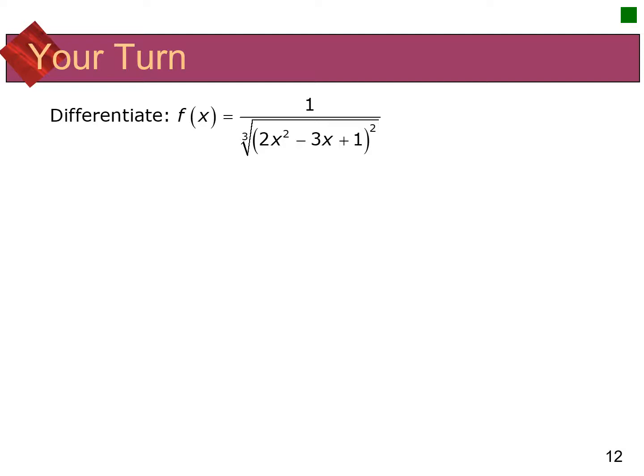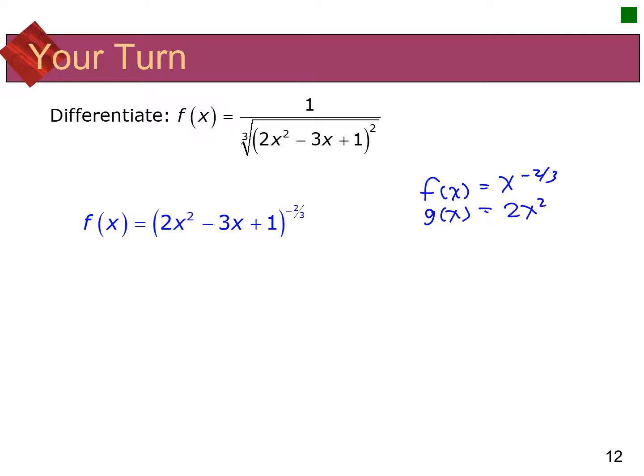Instead of having it as 1 over all this and then having to apply the quotient rule along with the chain rule, I could just think of this function as being 2x squared minus 3x plus 1 to the negative 2/3 power. Then handling this becomes a lot more closely related to how we handled the example that I went through. If you want to rewrite it, you could let f of x be x to the negative 2/3, and g of x be 2x squared minus 3x plus 1.